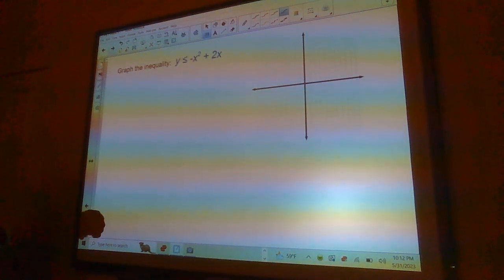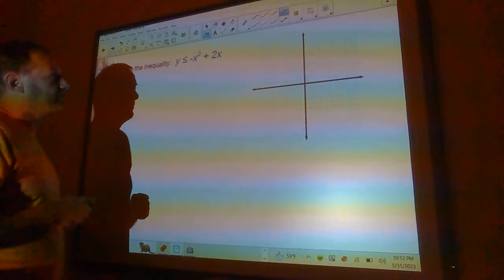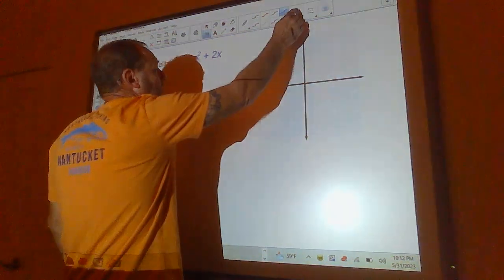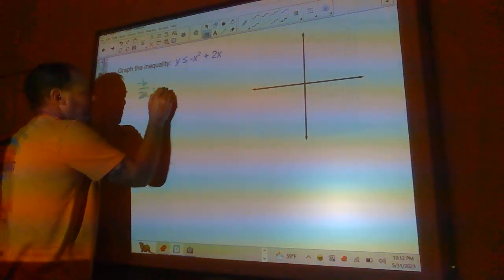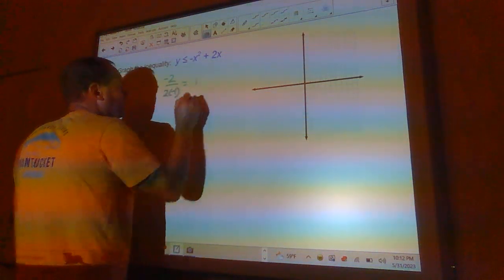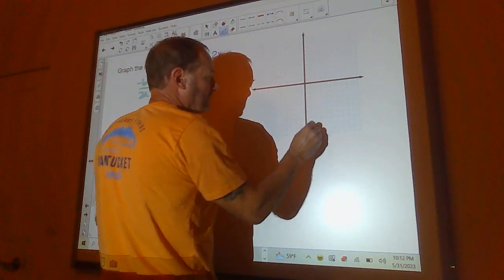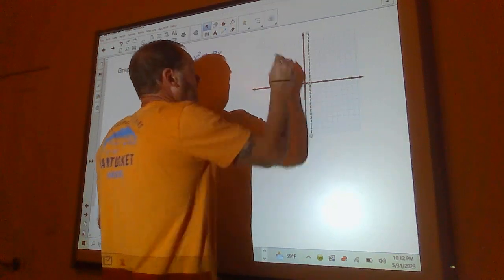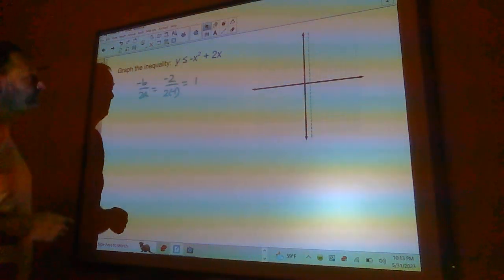Okay, graph this inequality. Y is going to be less than or equal to negative x squared plus 2x. I'm going to let you pause the video and do that on your own, and then take a look and see what I got. Okay, so negative b over 2a is going to be negative 2 over 2 times negative 1, which is going to be 1. So I've got an axis of symmetry at 1. Okay, so there's my axis of symmetry.